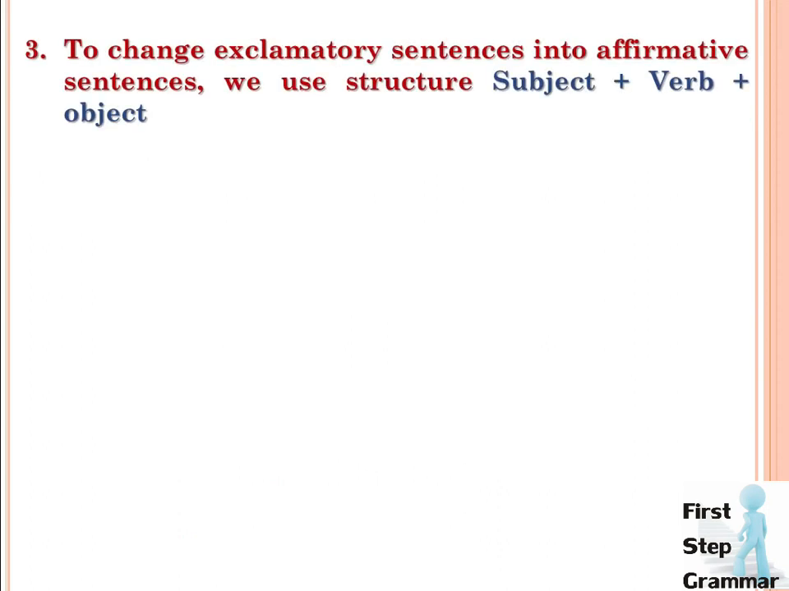Let's see the third type. To change exclamatory sentences into affirmative sentences, we use structure, subject, verb, and object. Mean general structure of sentences used. If I want to change exclamatory sentences into affirmative sentences, let's see the example. What a wonderful scene it is.